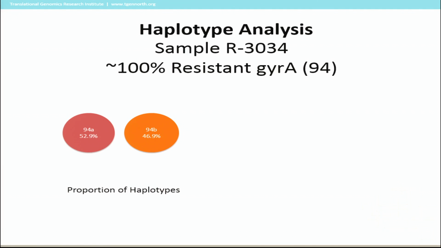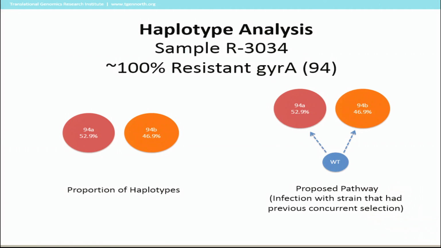Are they different? Were they different original specimens, a superinfection, if you will, or did these both grow up during an infection? And so we can start to hypothesize models that would lead to something like this. Here we're looking at a proposed pathway where you would have an infection with a strain that had previous concurrent selection together. You likely had a treatment, two mutations occurring at a similar time early on with fluoroquinolones, and you selected for these, and they became the dominant and the only strains present.